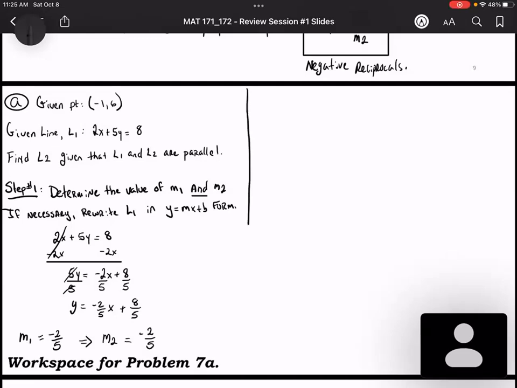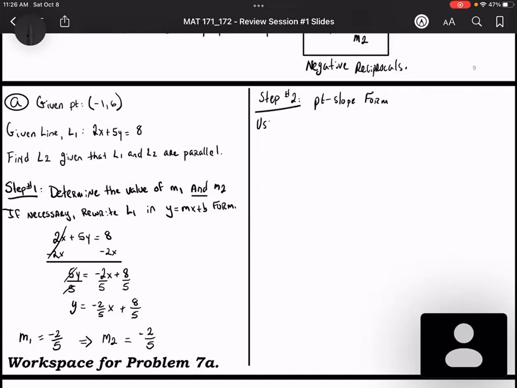Okay, so we got step 1 done. Now we get steps 2 and 3 done. Step number 2 is now going to be the point slope form. For the point slope form, you're going to use the given value of M2. In fact, you could use the value of M1 here because the lines are parallel, same slope. But for the second step, just remember that you're going to be using M2.